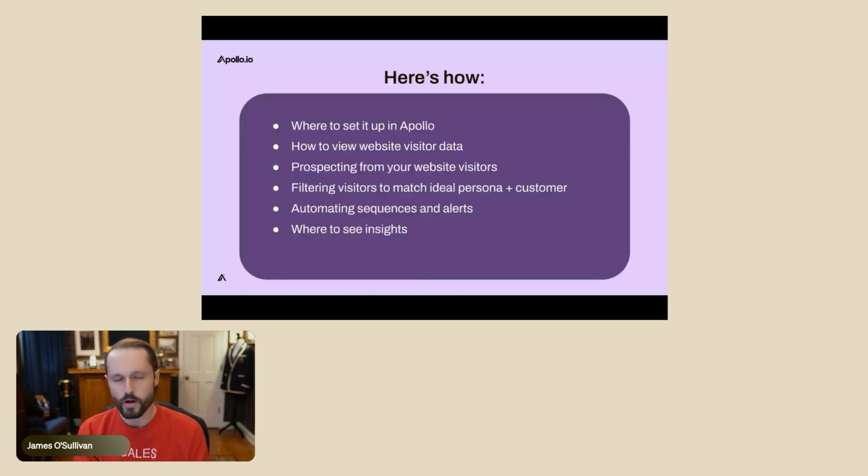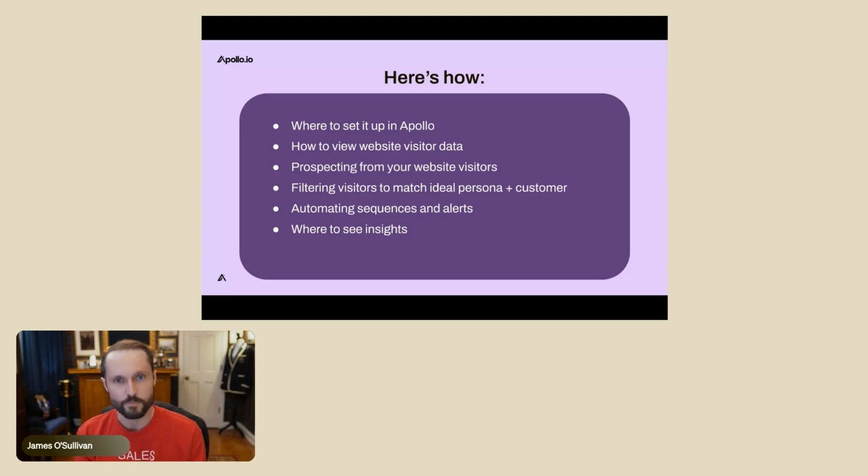So here's what we're going to walk through in app. I'm going to do this live in Apollo. I'm going to show you where to get this so you could set it up in your account. Then I'm going to show you how you can access that website visitor data. Let's say you get it set up. You put that code on your website. You want to see this tomorrow. I'm going to show you where you could find that.